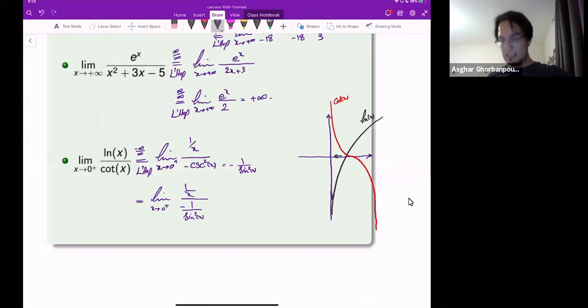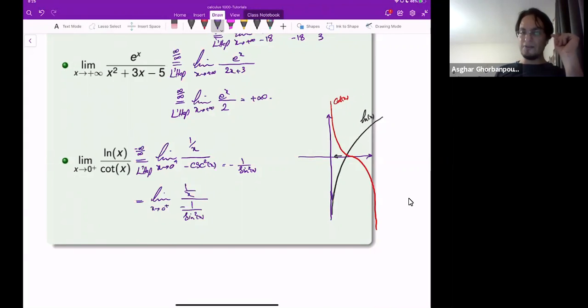If you try to do what I did before, you will notice that you will get again another infinity over infinity. You have to apply L'Hopital's rule. You will get another infinity over infinity. You have to apply it again. It will go forever and never stop. You will get infinity over infinity, infinity over infinity.